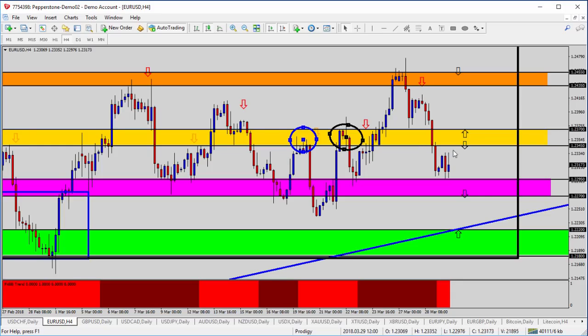So for the time being, any rally towards 123.35 to 123.45, the yellow zone, becomes a short opportunity targeting the pink zone. Of course, a clear break under the pink zone, we may look for it to head lower for the euro dollar today.